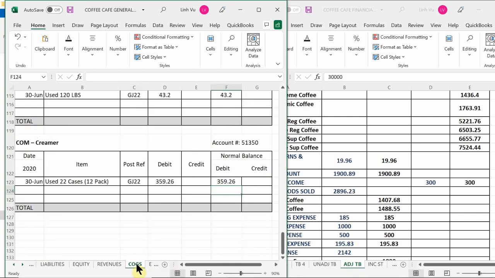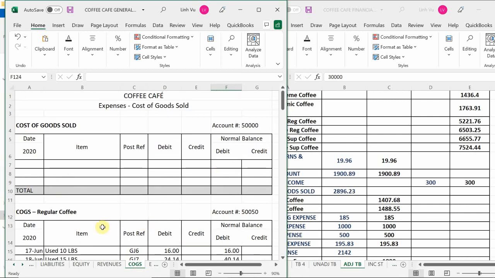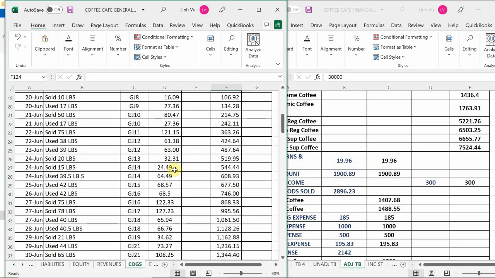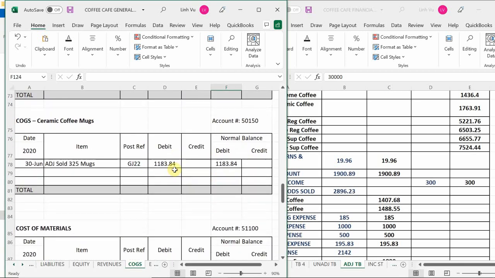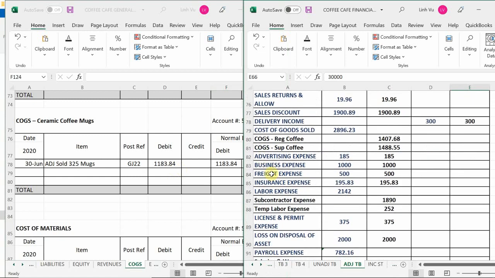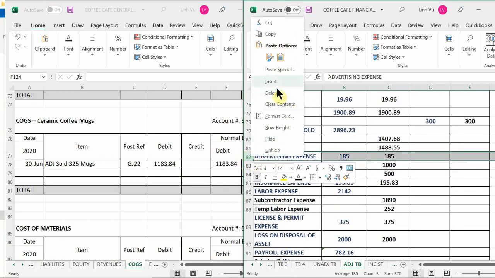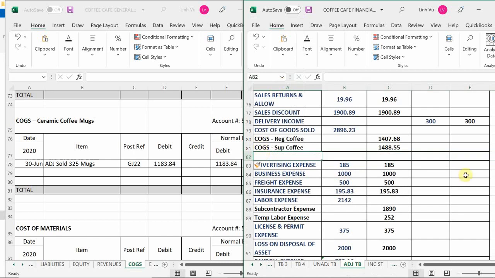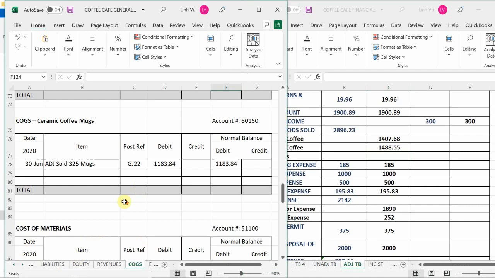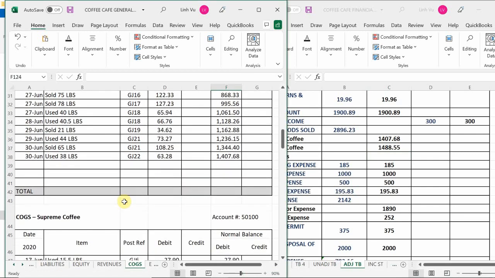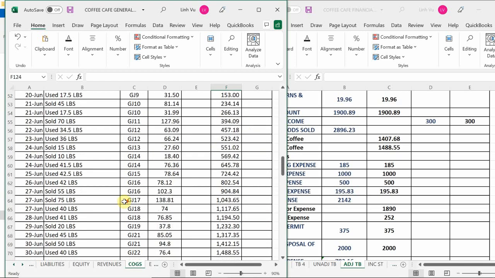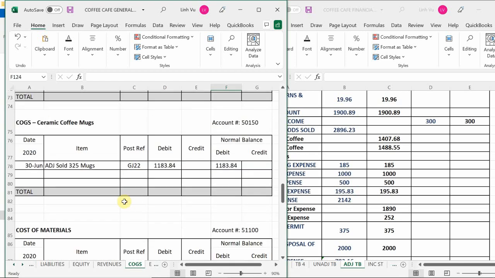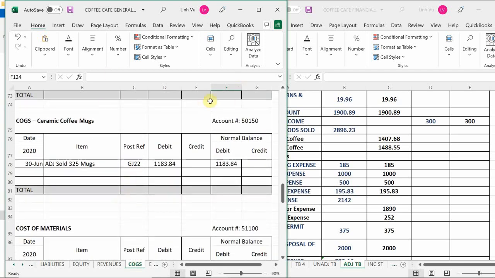Okay. And then my cost of goods sold. I have a lot to enter in here, right? I have cost of goods sold regular coffee, supreme coffee, and I have now a new account that I have to add in here, which is the cost of goods sold for the coffee mugs. Okay. Let's just double check that the other two are okay. So we got 1407. Okay. And then we have 1488 for Supreme.